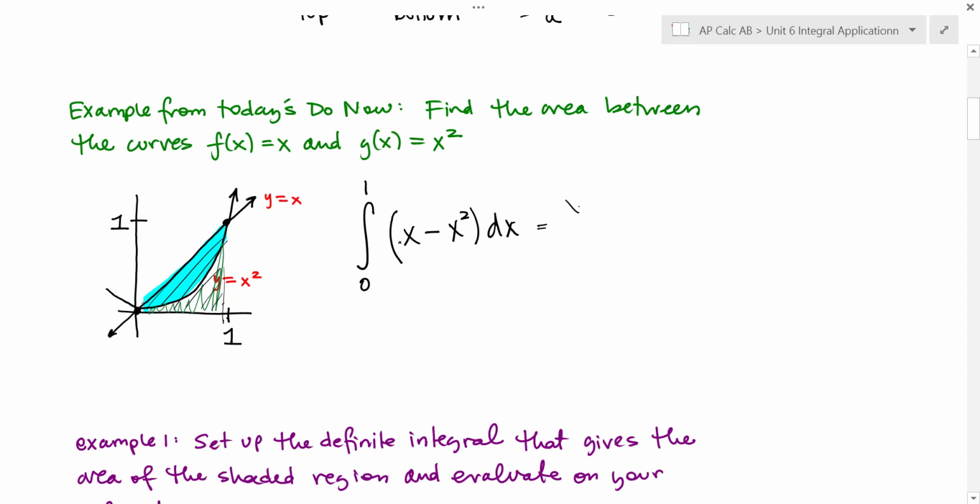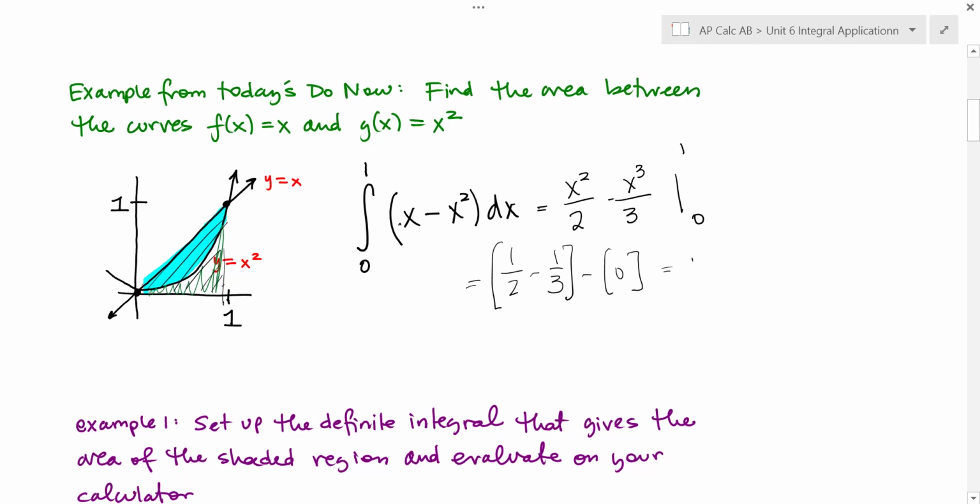And what I get when I do that is x squared over 2 minus x cubed over 3, and we're integrating from 0 to 1. And so I'm just plugging in those values. When I do that, I get 1/2 minus 1/3, and then I'm subtracting that plug-in of 0, which is just 0 in this case. So when I get all of that done, I get that the area is 1/6.